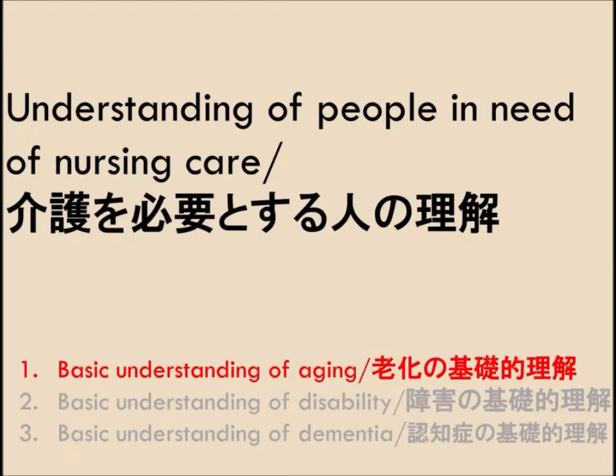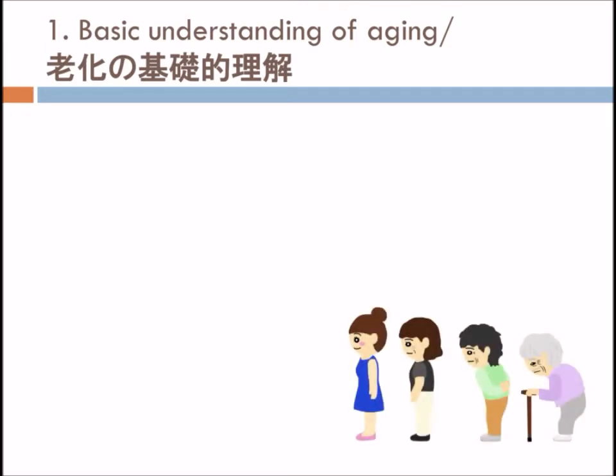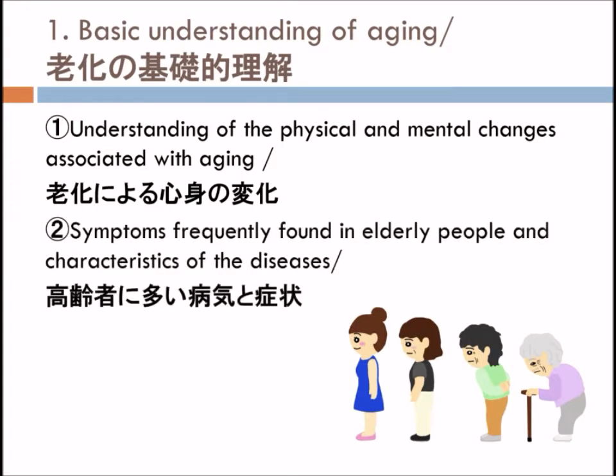Second chapter is Understanding of People in Need of Nursing Care. Section 1. Basic Understanding of Aging. There are two topics. 1. Understanding of the physical and mental changes associated with aging. 2. Symptoms frequently found in elderly people and characteristics of the diseases.